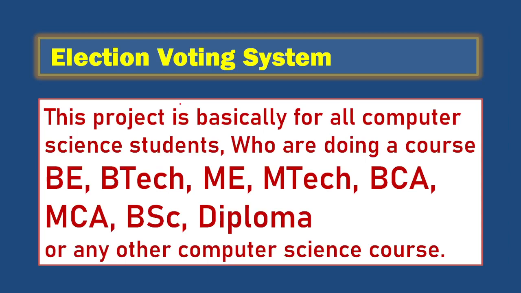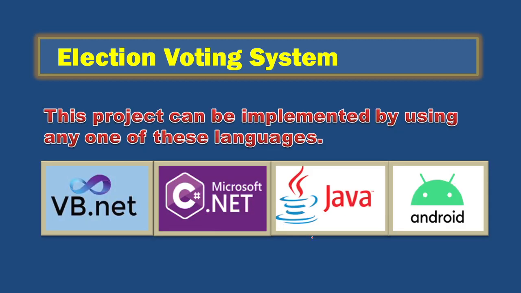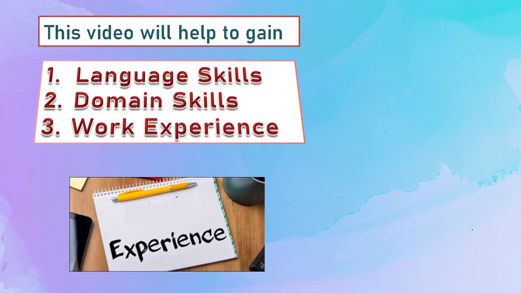This project is basically for all computer science students who are doing any of these courses. This project can be implemented using any one of these languages. You can do it in VB.NET or C# or Java or Android or any similar language. So if you are learning any language and you need to do a project and you need a concept, you need an idea, this video will definitely help you make an election voting system.